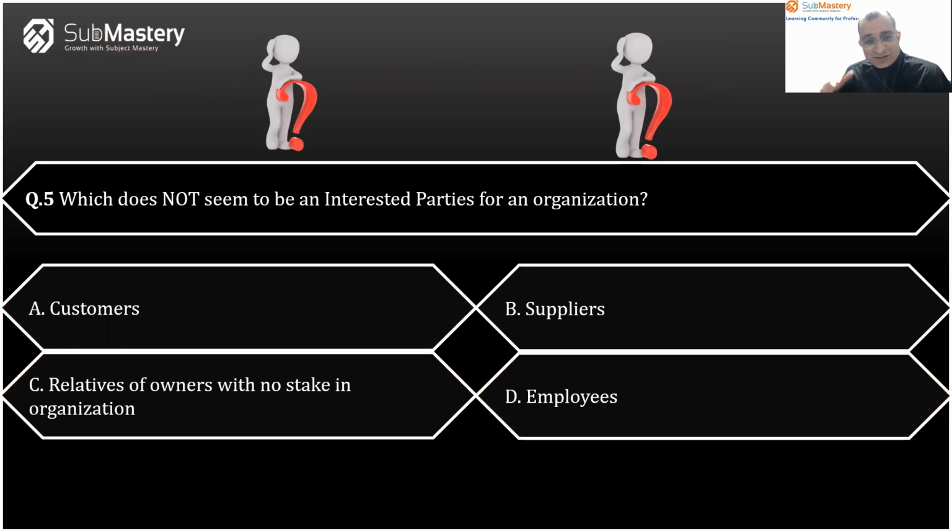Question number 5, which does not seem to be an interested party for the organization, which does not fit to be an interested party? A, customer, B, supplier, C, relative of honor with no stake in the organization, D, employees. Which does not seem to be a part of interested parties?